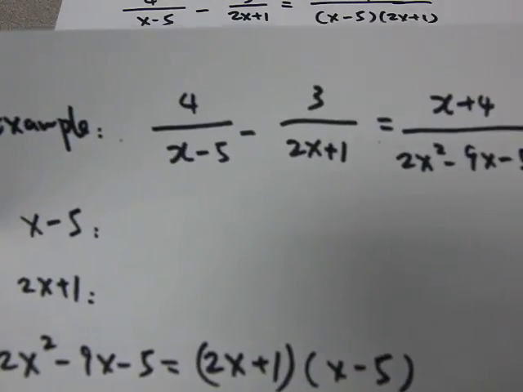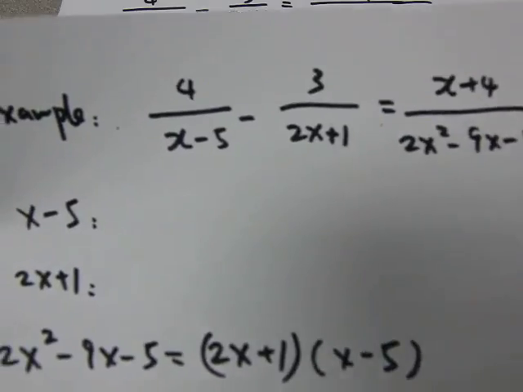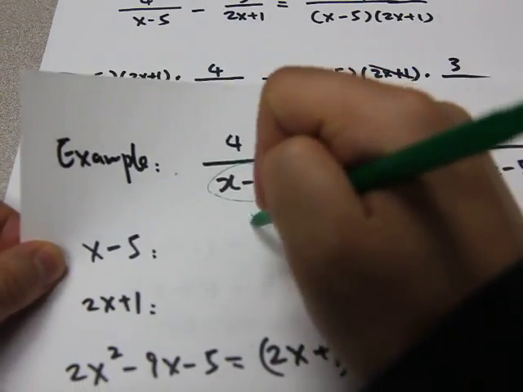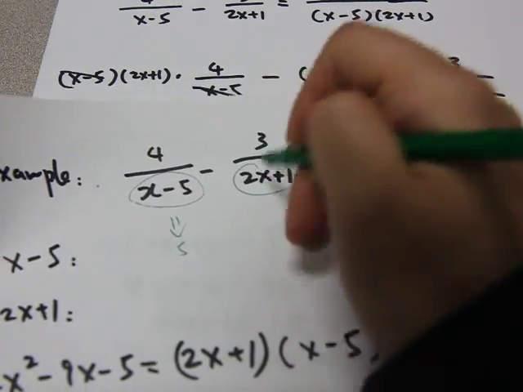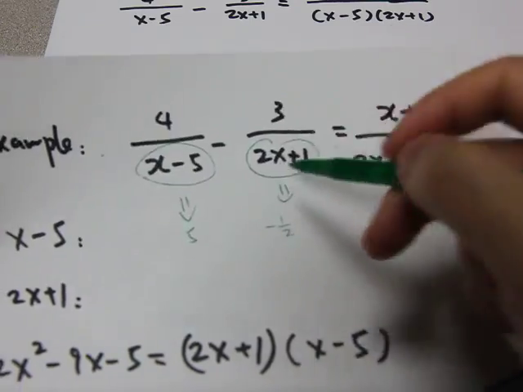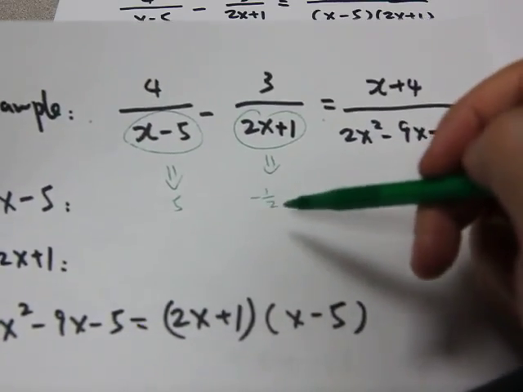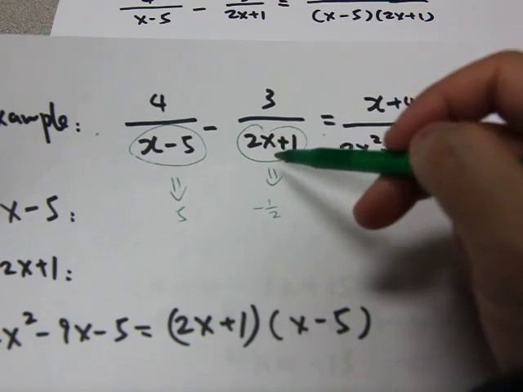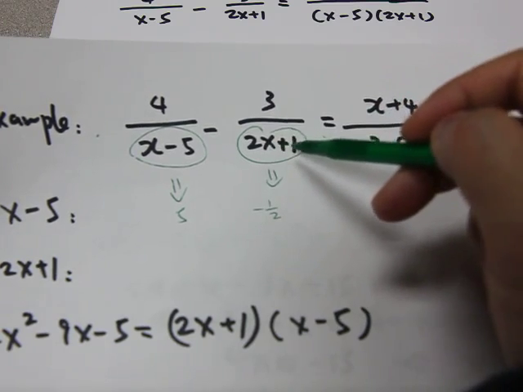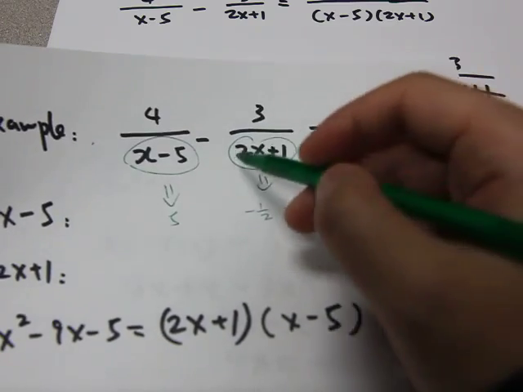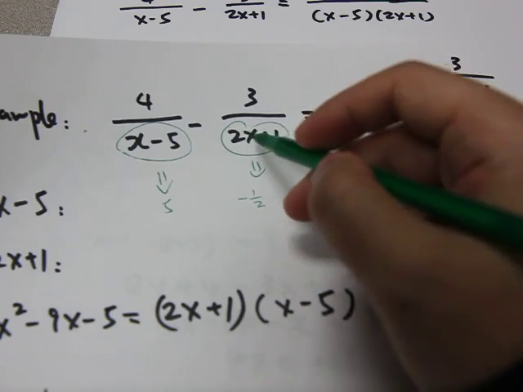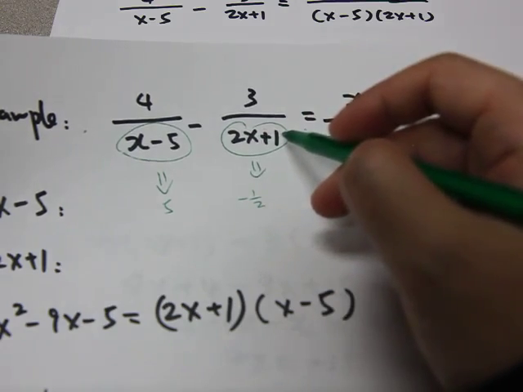Okay, and in our original equation, let's take a look at what the undefined values are. So from this denominator, the undefined value is 5, and over here that is negative 1 over 2. Again, the way we determine the undefined value is to look at which numbers will make each denominator 0. In other words, we are solving the denominator equal to 0.